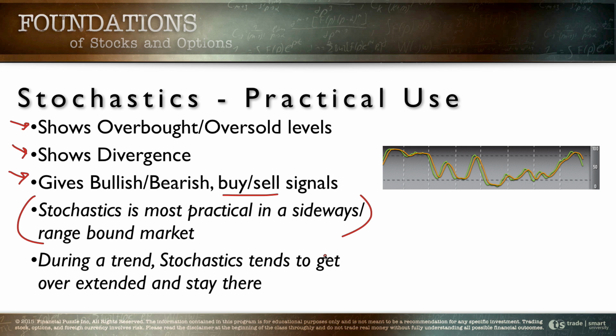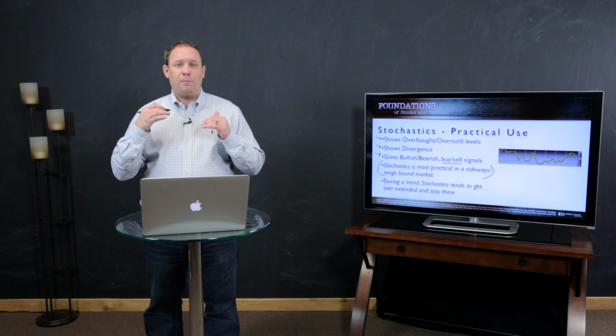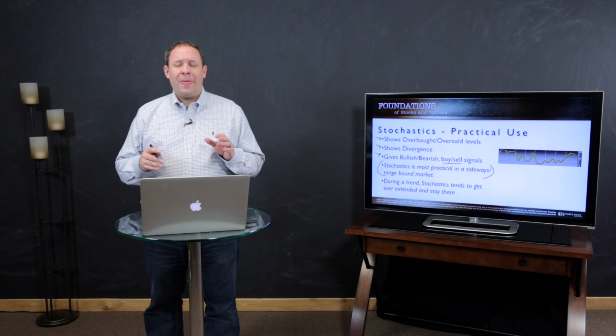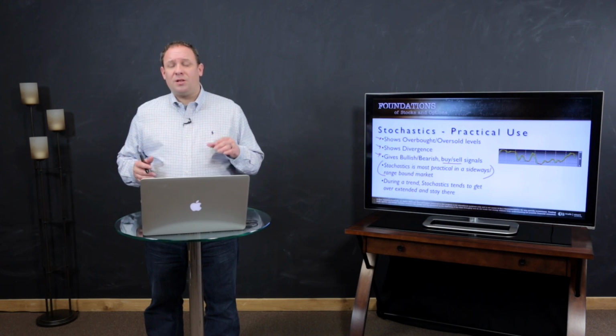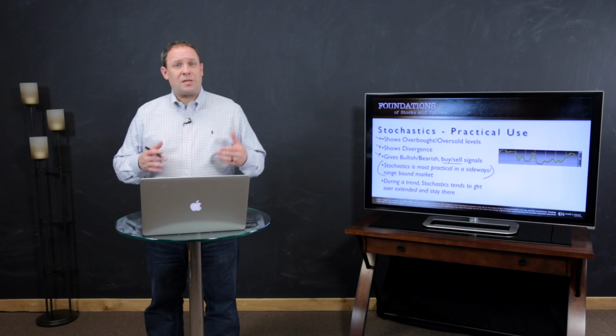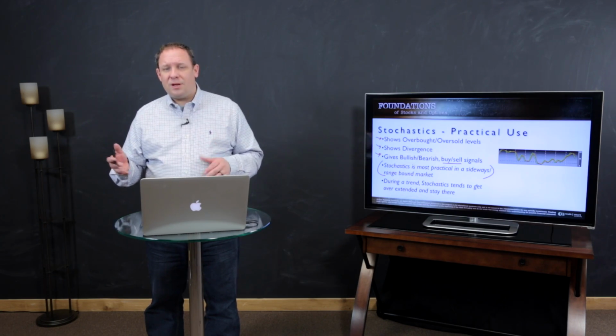Stochastics is the most practical in a sideways range-bound market. In other words, in a trading channel, anytime the stock is going sideways, stochastics is just impeccable. It is a great indicator. In fact, I've often said in a sideways market, stochastics is your best friend, just like in a trend, your moving averages are your best friend. In a sideways market, stochastics is your best friend. Lock that in, remember that. So the next time you get stuck in a sideways market, look at your stochastics. It will tell you with extreme accuracy where the turning points are happening in that move.